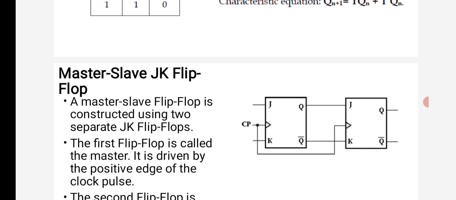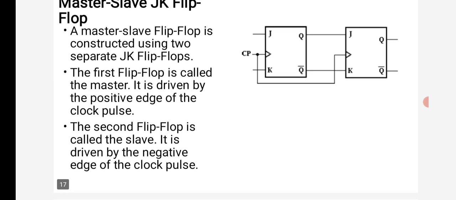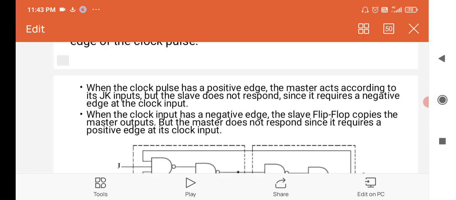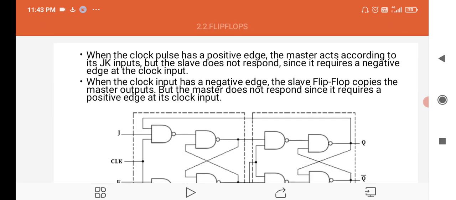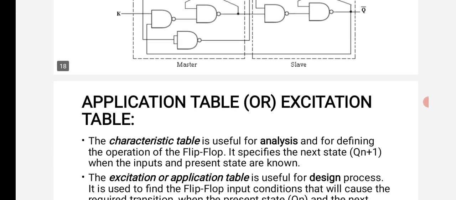Then the master slave JK flip-flop. The master slave JK flip-flop is constructed using two separate JK flip-flops. The first flip-flop is called the master. It is driven by the positive edge of the clock pulse. The second flip-flop is called the slave. It is driven by the negative edge of the clock pulse. When the clock pulse has a positive edge, the master acts according to the JK input, but the slave does not respond since it requires a negative edge at the clock input. So this is a diagrammatic representation of the master slave JK flip-flop.